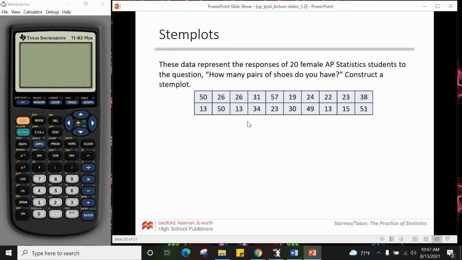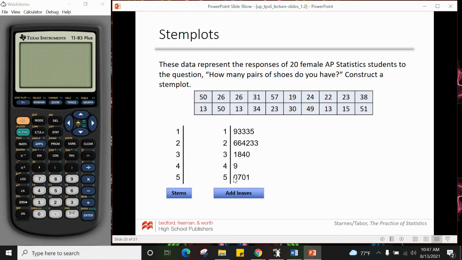So here's the data. We're going to make a stem and leaf plot. So we make our stems, right? Our leaves are the last digit. These are all 2-digit numbers, so our stems are going to be the tens place and our leaves are going to be the ones place. We look at the stems: we've got data anywhere from 1 to 50 as our largest one. We make our stems. Then you add the leaves in. So 50 would be 5, 0. 26 is 2, 6. 26, 2, 6. 31, 31, 57. You add that 7 there. 19, the 9.